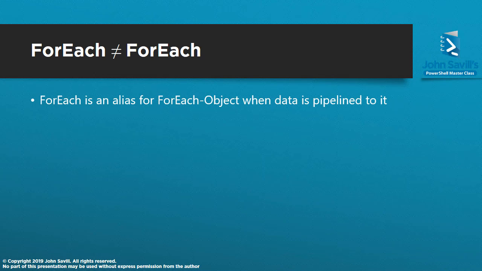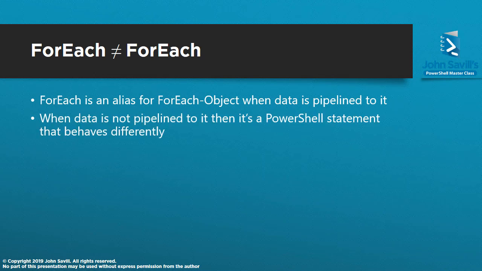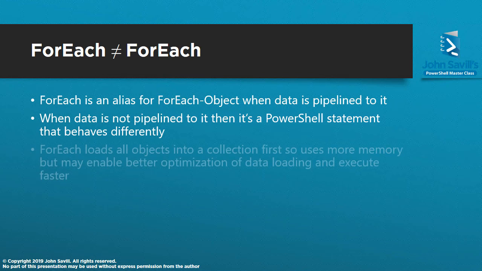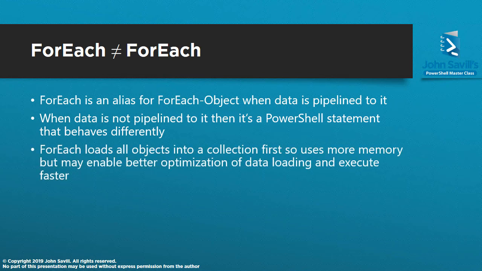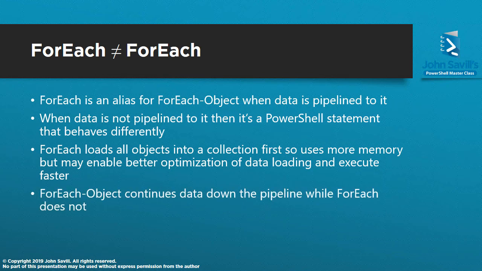However, if it's not part of a pipeline, then it's a PowerShell statement that behaves differently. It's going to load all the objects into a collection. So it's going to do that first. It's going to use more memory, but I may get better optimization of data loading and it's going to execute faster. For ForEach-Object, when I do something, the data carries on down the pipeline. When I do foreach, it does not.